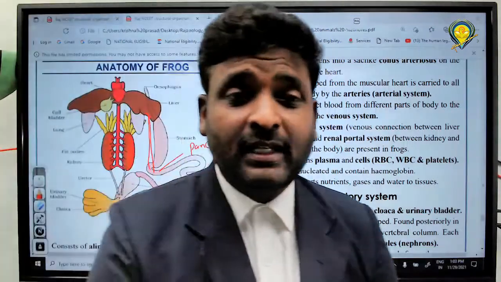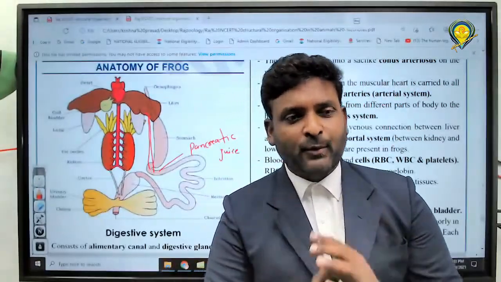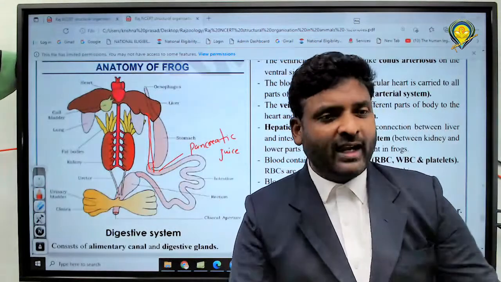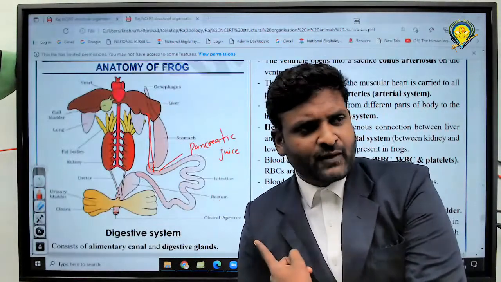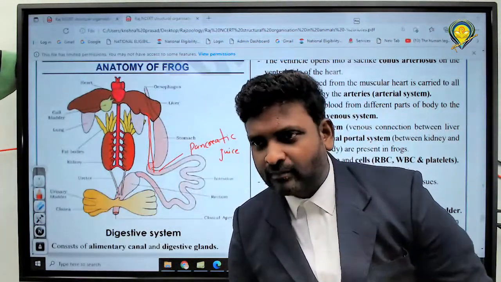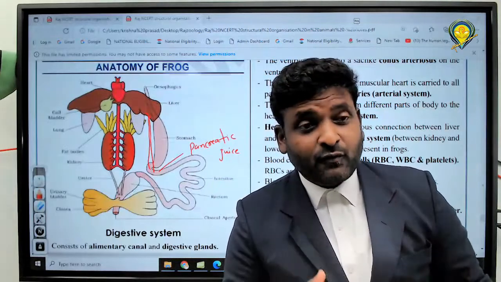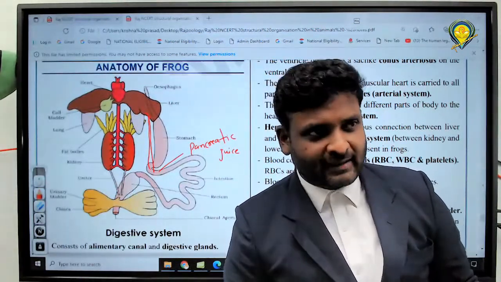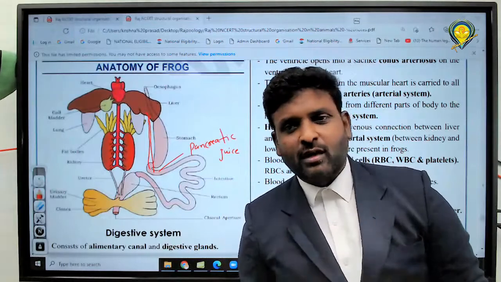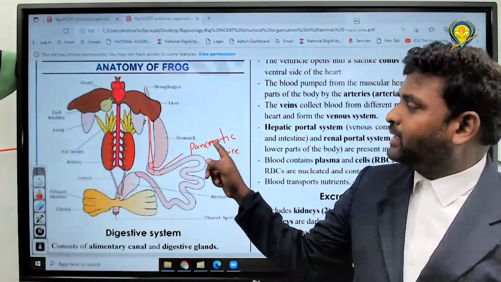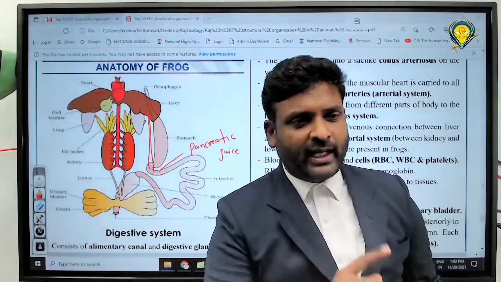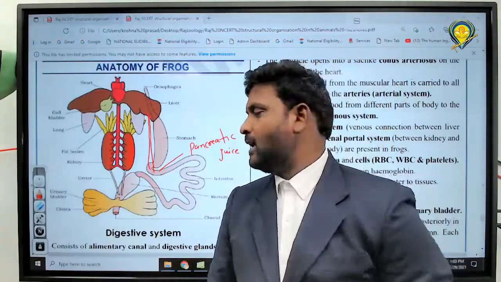Pancreatic juice helps in digestion of carbohydrates and protein. Bile juice helps in emulsification of fats, just like in human beings. Got it, all of you? For us also it is the same. What is the function of bile juice? Helps in emulsification of fats. Very good. Next one. What is the use of pancreatic juice? Digestion of carbohydrates and protein. Got it? That's it, right?